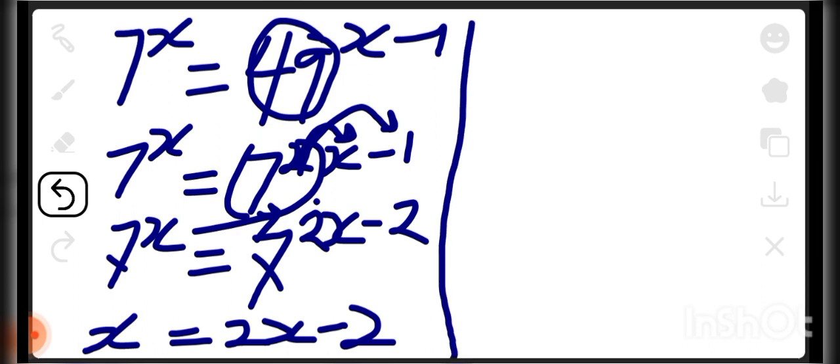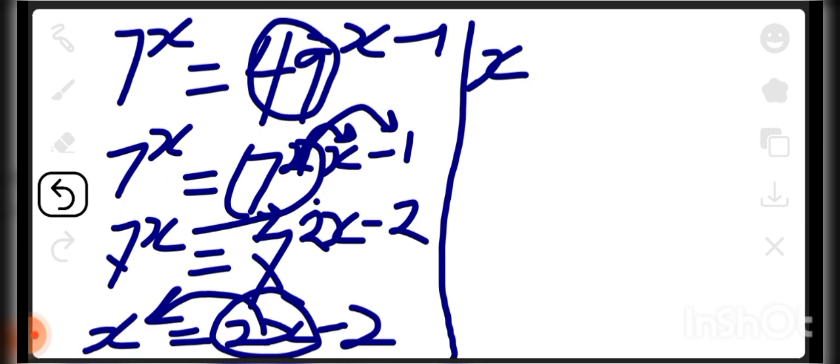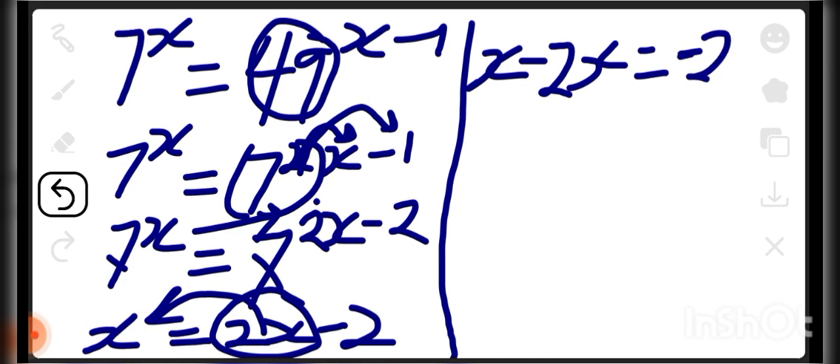So the next thing we are going to have will be collecting of like terms. So this will move to this side. We're going to have x. And this one is already positive. Since you don't have any sign, it's positive. So we change to negative 2x is equals to then negative 2. Please ensure this negative sign is with this 2 at the end, minus 2.